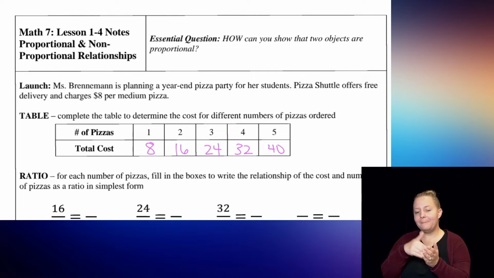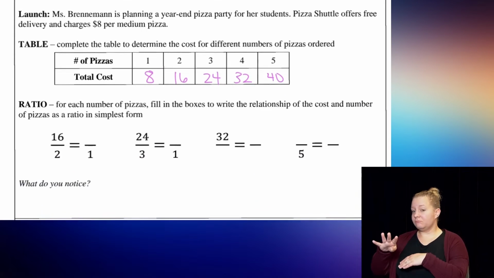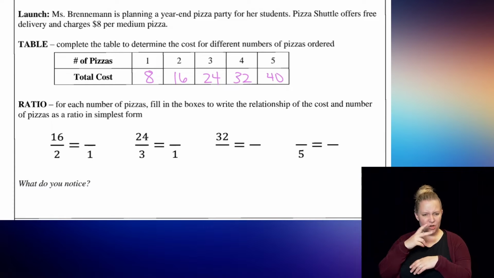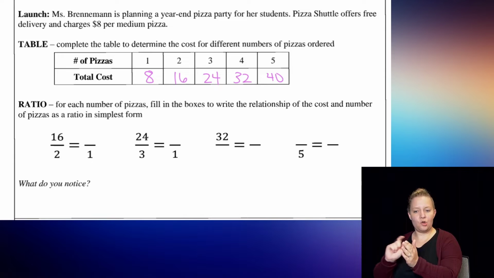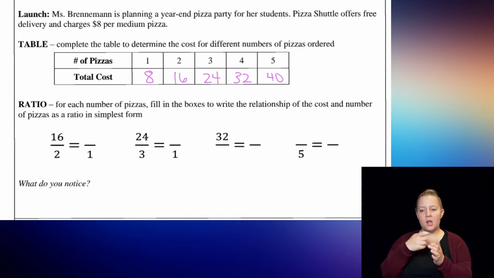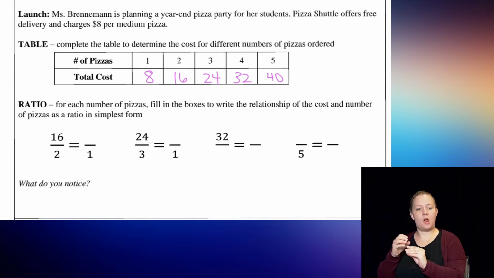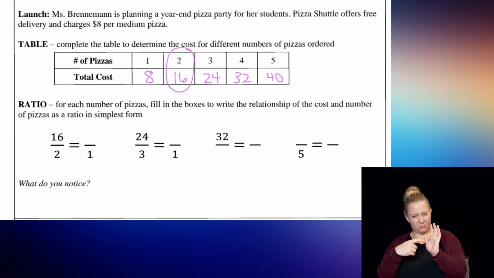You have $8, then 24 and 32, and then finally $40. Then we're going to look at some ratios based on that table that you created. So if you did happen to have an incorrect number, go ahead and fix it now. For the ratio, for each number of pizzas, fill in the boxes. In this instance, it's just the blanks to write the relationship of the cost and number of pizzas as a ratio in simplest form.